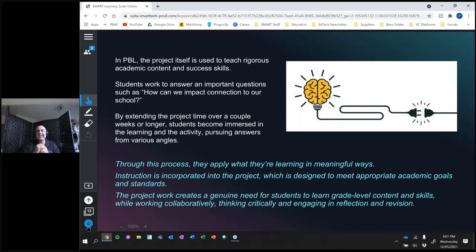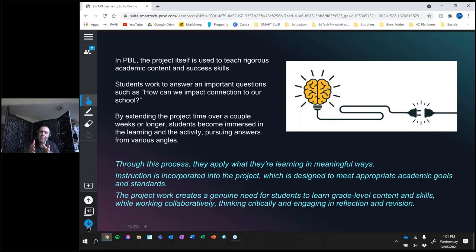They need to work hard to answer important questions. An example is, how can we impact connection at our school? Now, that is a question that I use for PBL in one of my examples that I'll talk about later. But it needs to be a big, open-ended question, so that students can come at it from multiple different directions, is the word I'm looking for.